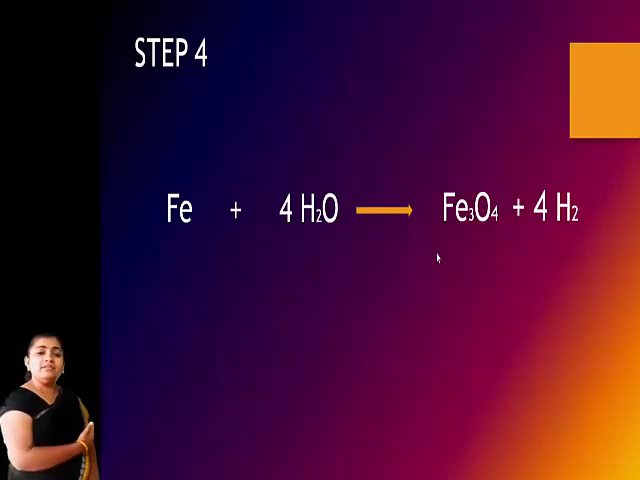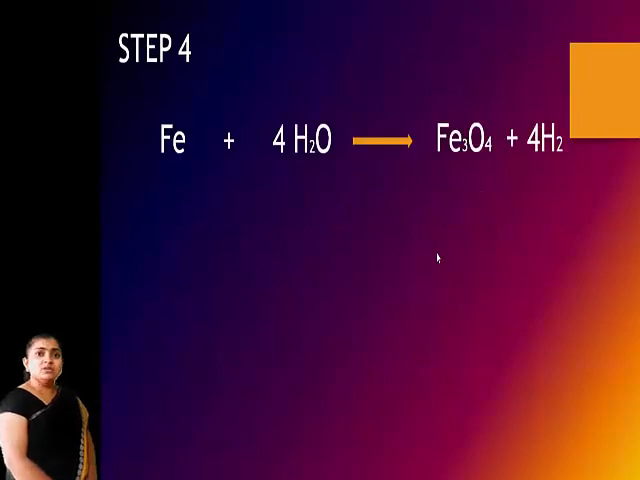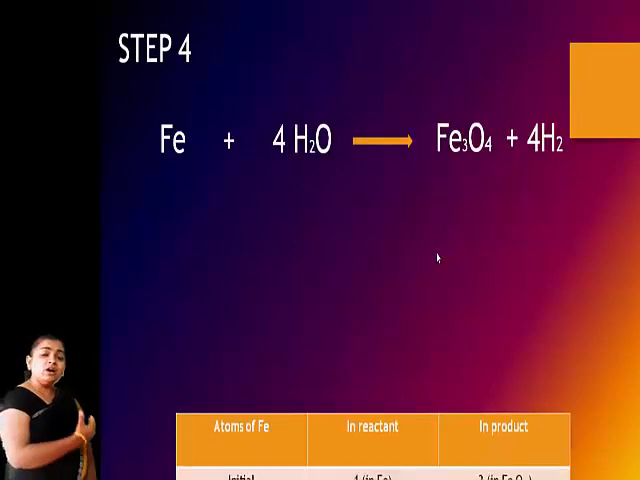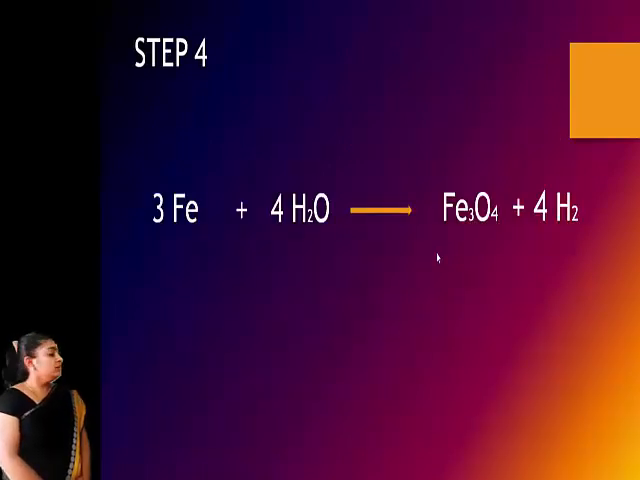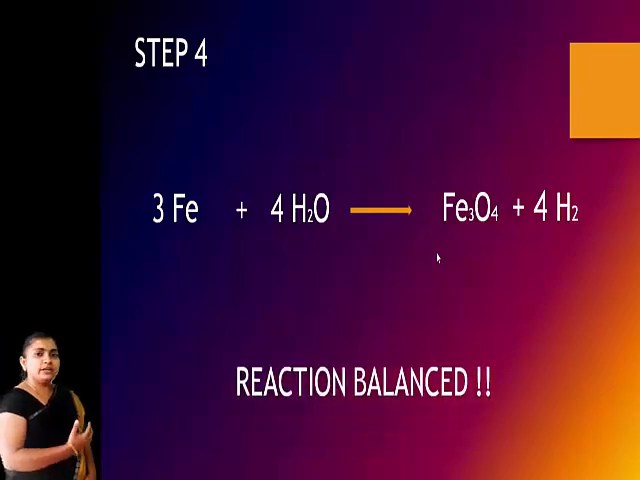Now only Fe remains unbalanced. So again list how many Fe are there in the reactant and product. In the reactant we have only 1 Fe and in product we have 3 Fe. We have to multiply by 3 on the reactant side. So the equation becomes 3Fe plus 4H2O gives Fe3O4 plus 4H2. This is a balanced equation.